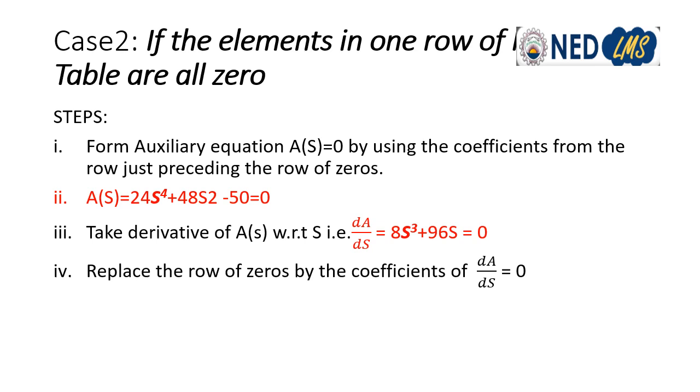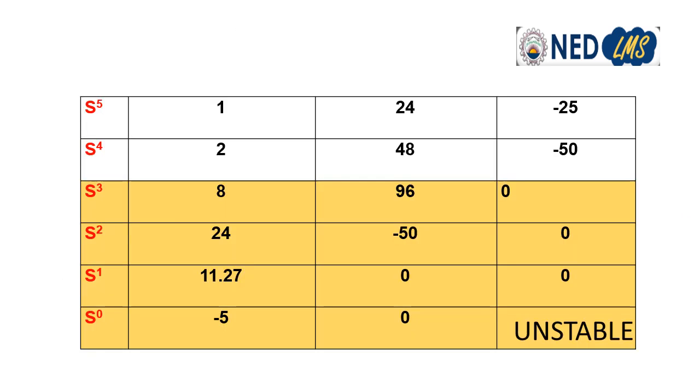And then we will replace the row of 0, that is the row of s cube, by the coefficients of dA upon ds. So we will continue the Routh table in the usual manner by replacing the row of 0 by the coefficients of dA upon ds in the s cube row. We have written 8 and 96 0. And then we have completed the Routh table in the usual manner.